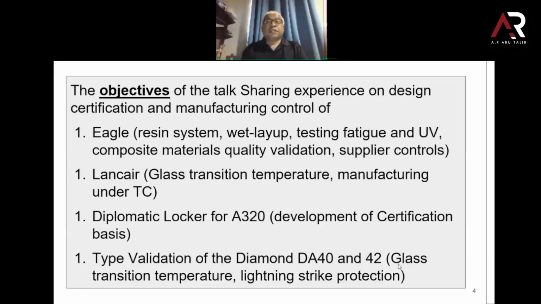Diplomatic worker of A320, the development of the certification basis, because there is no basis to certify the diplomatic worker. It's unique, it's not an aircraft part. And also there are a few issues on the type validation on Diamond 40 and 42.